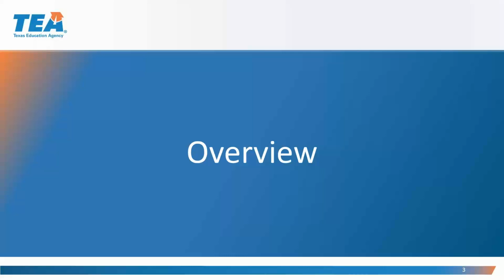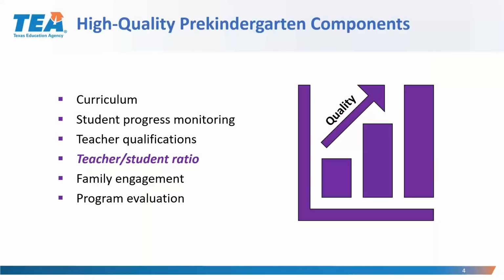So let's briefly look at this high quality component. These are the high quality pre-kindergarten components that are referenced within statute and are a requirement of every public pre-kindergarten program within Texas serving eligible 4-year-old students. The goal of implementing these components is to raise the quality of the pre-kindergarten experience within our state. The focus of this particular webinar is on teacher-to-student ratio within a pre-kindergarten classroom.